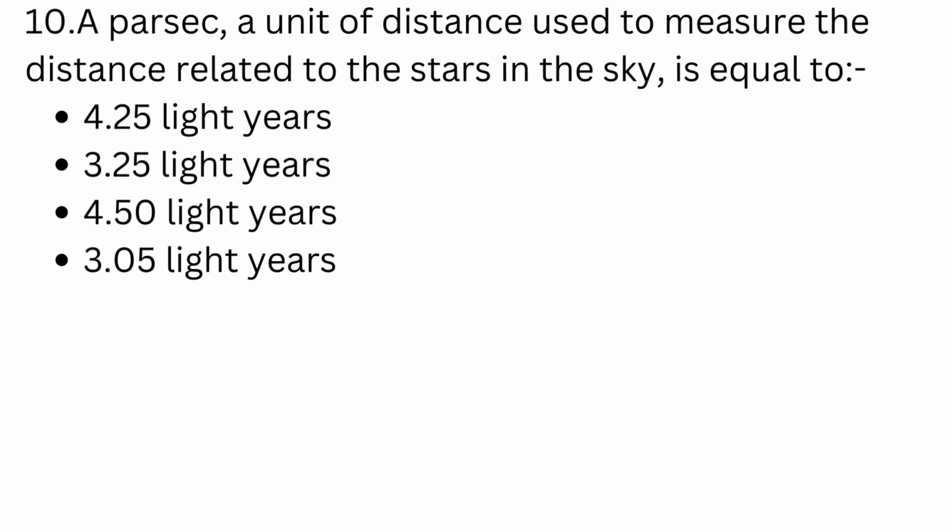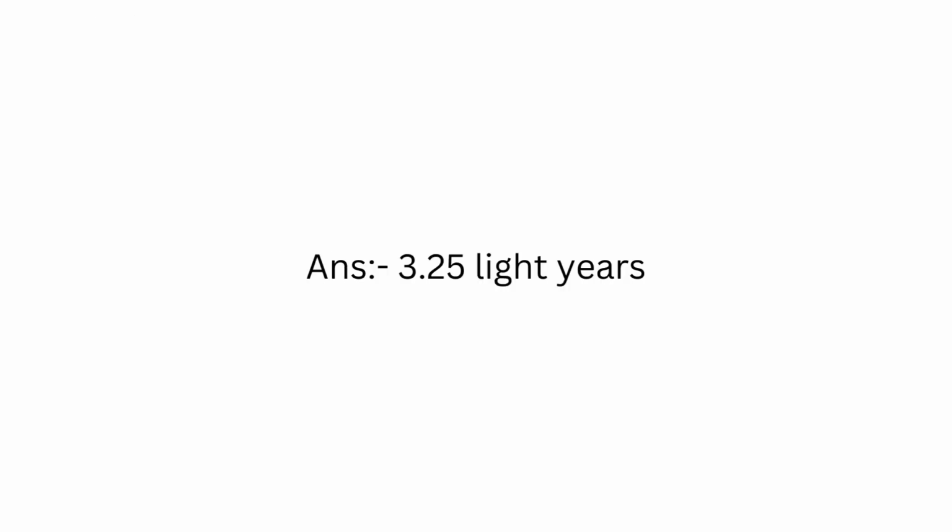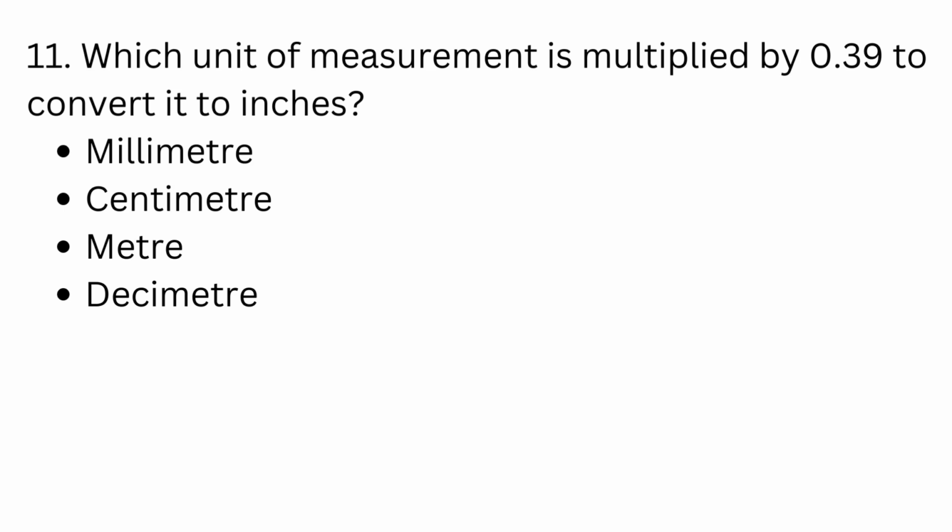Next question is, a parsec, a unit of distance used to measure the distance related to the stars in the sky, is equal to, options are 4.25 light years, 3.25 light years, 4.50 light years, and 3.05 light years. And the right answer is 3.25 light years. That is, 1 parsec is equal to 3.25 light years.